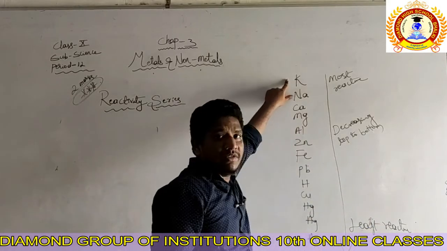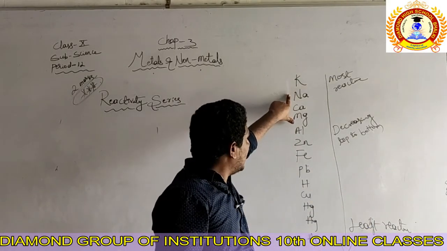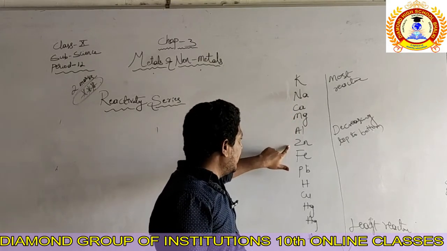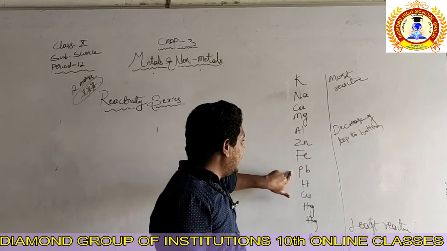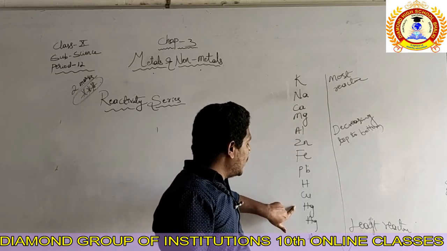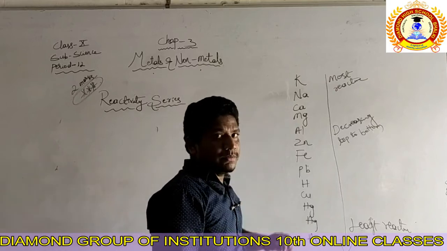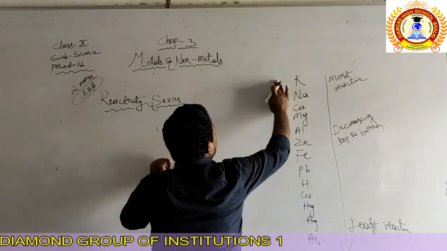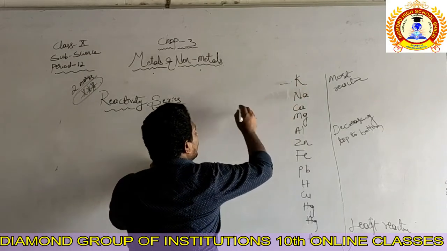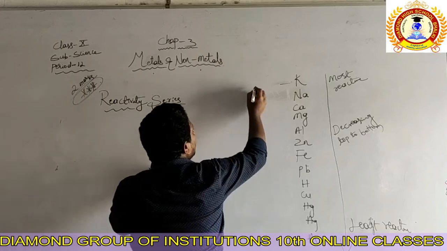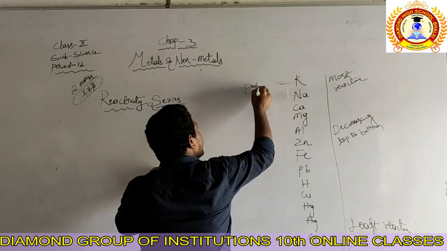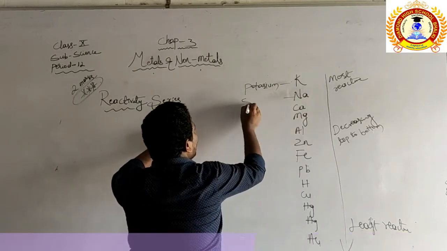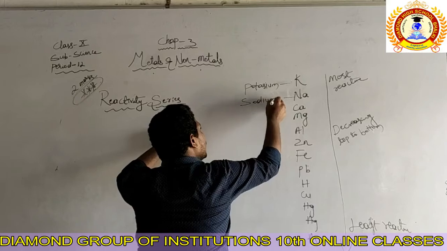Potassium is the most reactive, then after potassium: sodium, calcium, magnesium, aluminium, zinc, iron, lead, hydrogen, copper, mercury, silver, gold. Write the names one more time. I think I showed this reactivity series to remember in the first chapter only. You may remember: K means potassium, Na means sodium.